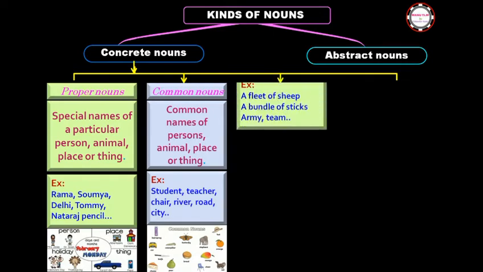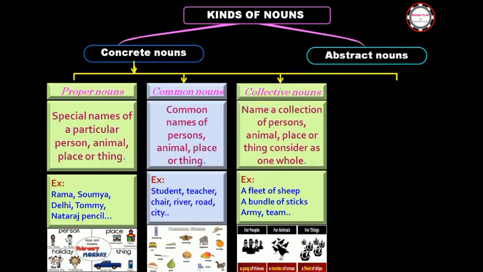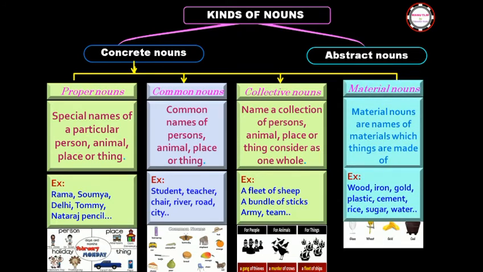Next, third one, collective noun. Collective noun means the name of a collection of persons, animals, places, things considered as one whole. Example: a fleet of sheep, a bundle of sticks. Last one, material noun. Material nouns are names of materials which things are made of. Example: wood, iron, gold, plastic, rice, sugar. Now we discuss each one clearly.